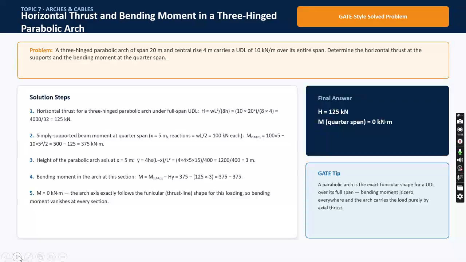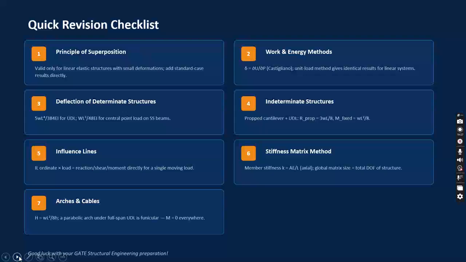Next, you have to calculate the bending moment in the arch at the section. M is equal to M beam minus HY, 375 minus 125 into 3. When you solve this, you will get 375 minus 375, it is 0. Here the moment is 0, and the arch exactly follows the thrust line shape for the loading. So the bending moment vanishes at every section. Is it clear? Okay.